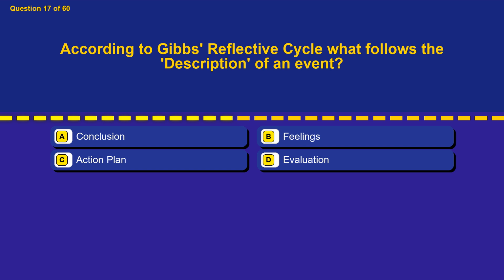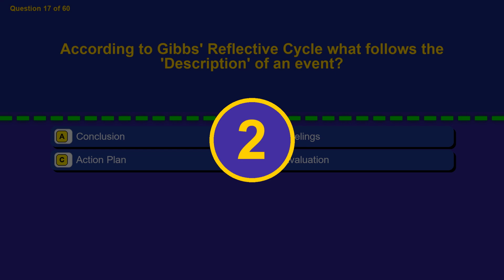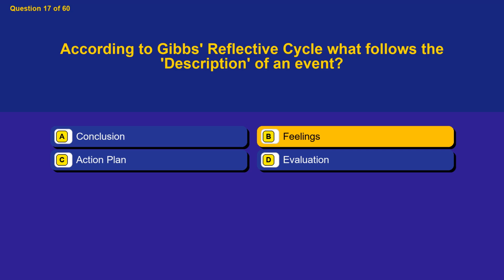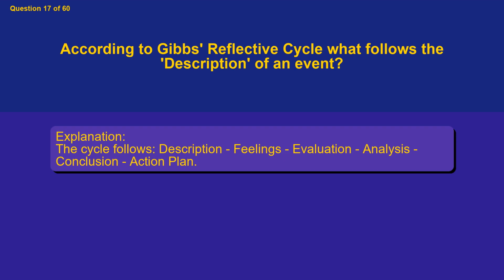Option A, a conclusion. Option B, feelings. Option C, action plan. Option D, evaluation. The correct answer is option B, feelings. The cycle follows description, feelings, evaluation, analysis, conclusion, action plan.